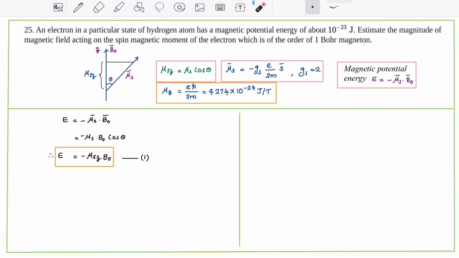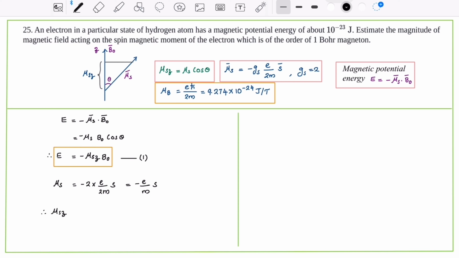We have the expression for mu s as minus g s e by 2m into S, with g s equal to 2, where g s is the g factor for electron. Therefore, mu s becomes minus e by m into S. Therefore, we can write mu s z equal to minus e by m into S z. We know that m s quantizes the z component of the spin vector. Therefore, S z can be written as m s h cross, with m s equal to plus or minus half.